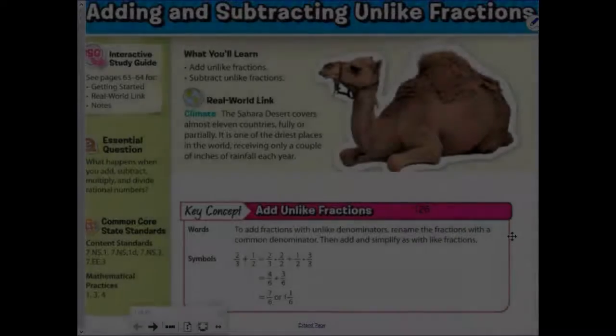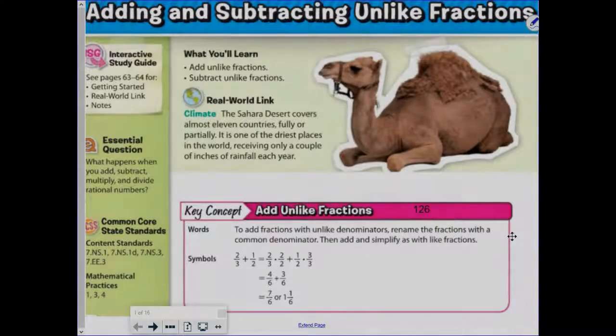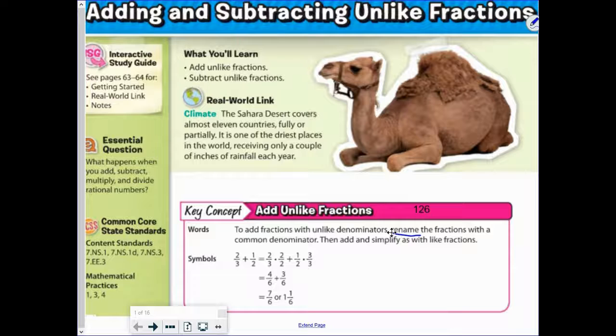Let's talk about adding and subtracting unlike fractions. We learned the other day that like fractions are those fractions who have the same denominator. So unlike fractions are the opposite. It is those fractions with different denominators. In order to add unlike fractions, it says you need to rename the fractions with a common denominator. So we have to turn them into like fractions in order to add and subtract them.